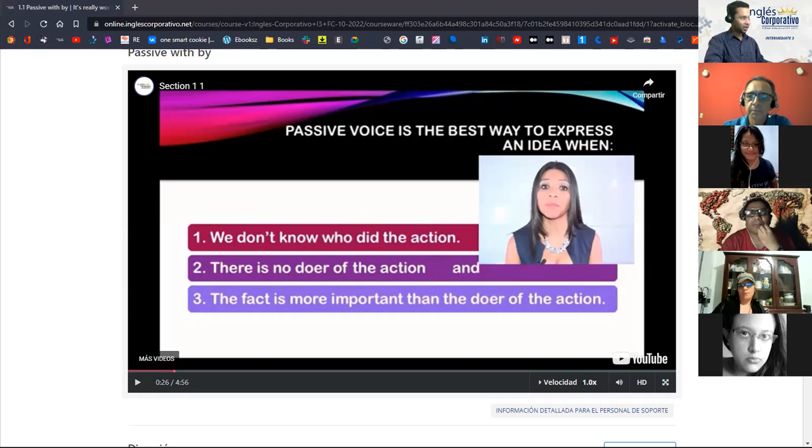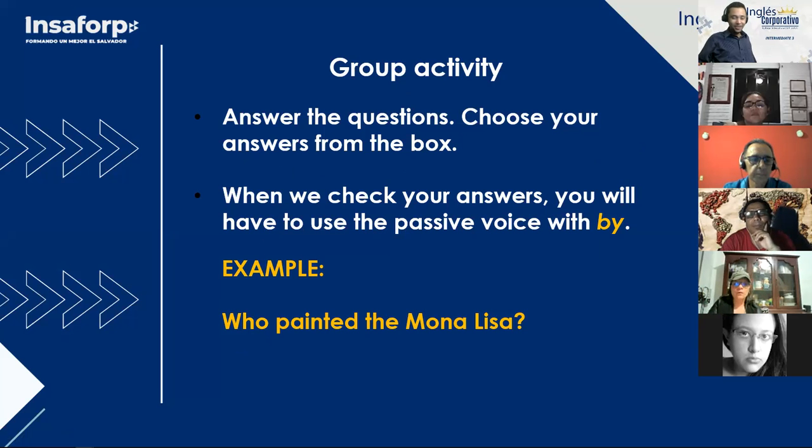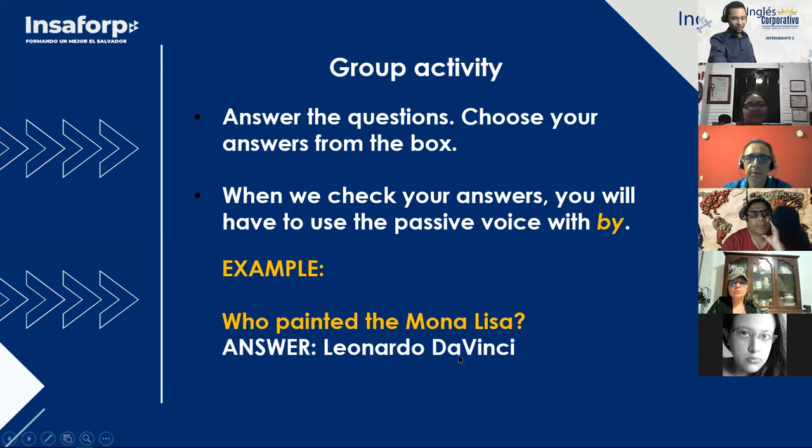Solo la voy a explicar aquí muy rápido. It's a group activity, but you can work individually. Answer the questions, choose your answers from the box. When we check your answers, you will have to use the passive with by. Aquí hay un ejemplo de lo que van a hacer. Who painted the Mona Lisa? Who knows the answer? Leonardo da Vinci. The answer is Leonardo da Vinci.